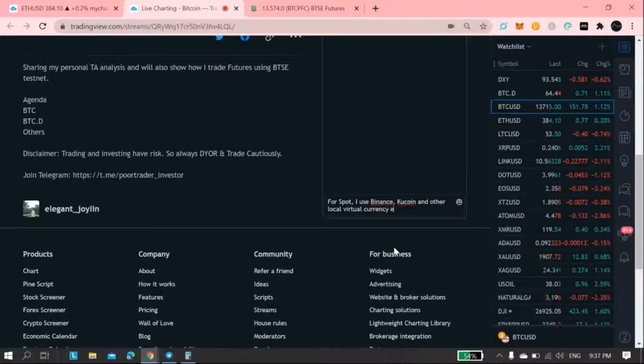Virtual currency exchanges. For futures, I use PT and Prime XBT.